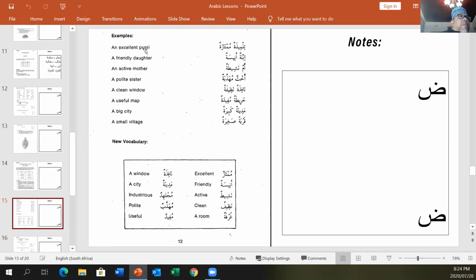That means female pupil. And then mumtazatun, mumtaz. So if sometimes a person says mumtazun or mumtazatun, it means it's excellent. You'll sometimes hear, they're very fond of using that word. Sometimes if somebody did something, you want to say excellent, you would say mumtaz. Mumtaz means excellent, okay?